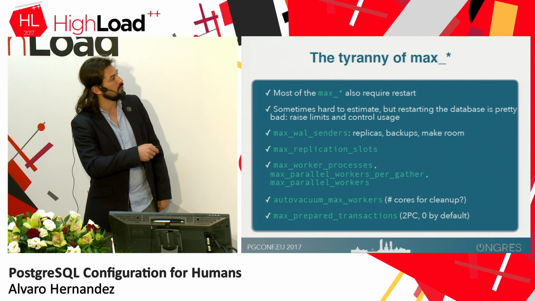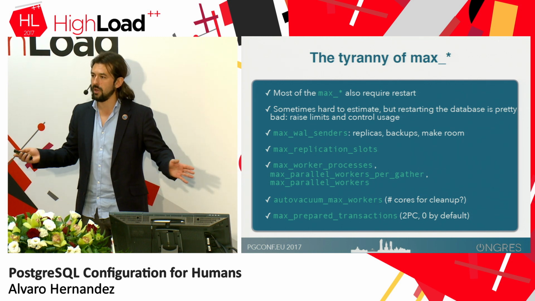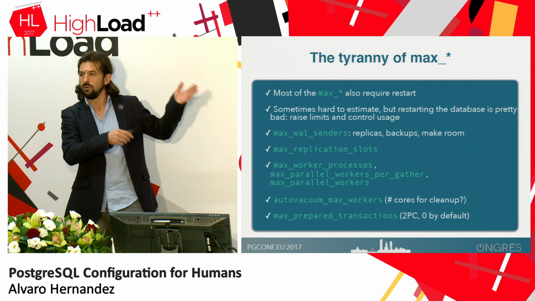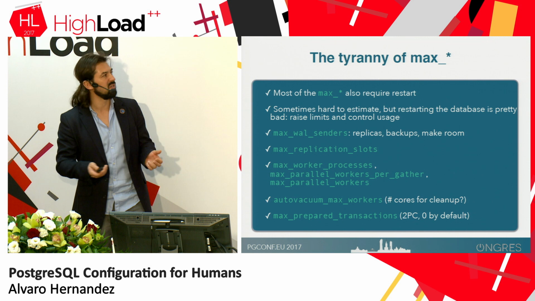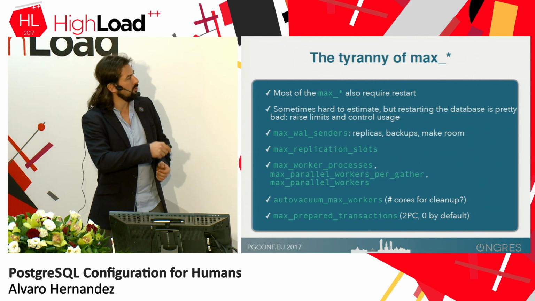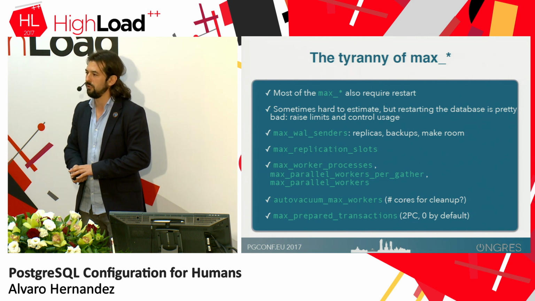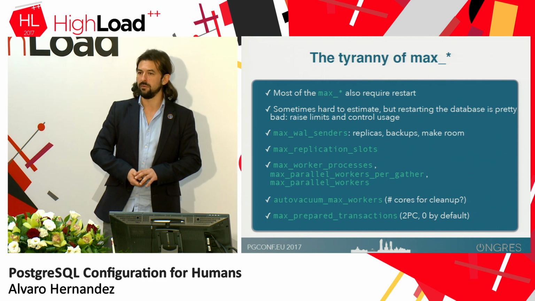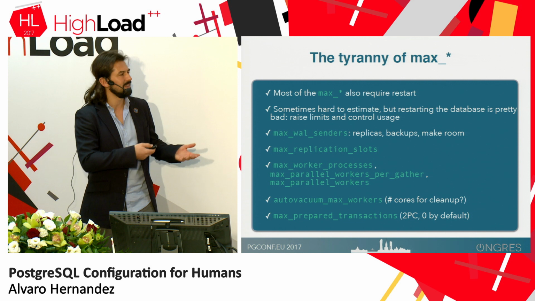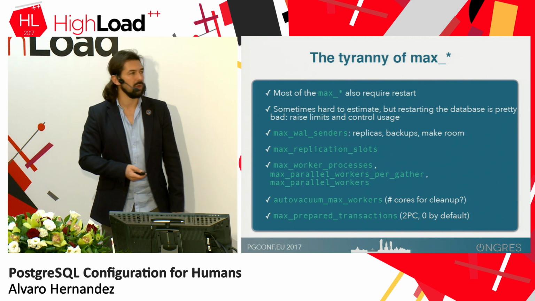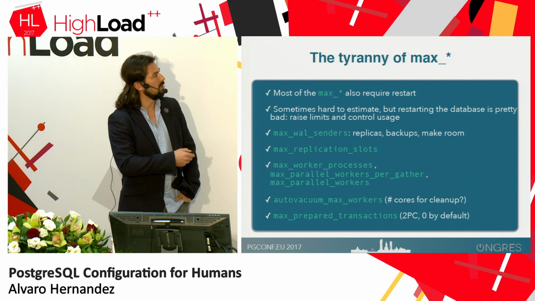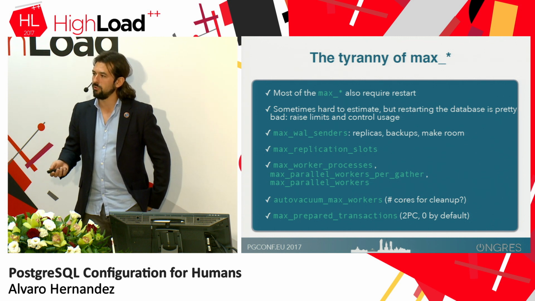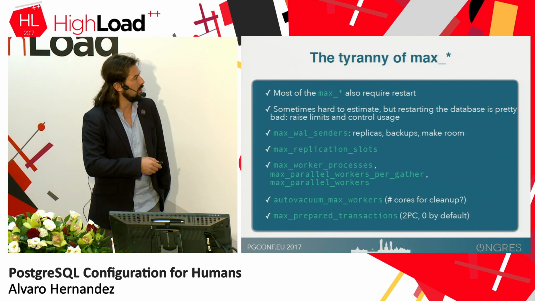Max wal senders controls the maximum number of replication channels, either for backup purposes or for replication itself. Well, you know who's going to replicate, who's going to do backups. Because by default, most of these parameters are 0 on versions less than 10. 10 comes with much better defaults, but less than that, it's 0. You probably want to replicate, right? Or take backups using streaming replication. The same with replication slots, if you're using replication slots, either for backups or other options.